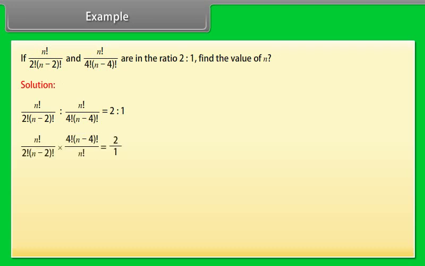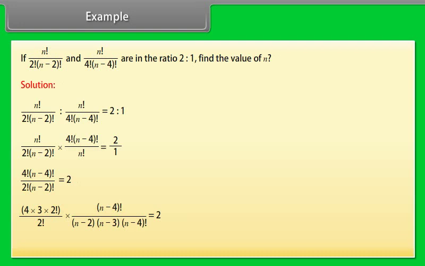It implies n factorial by 2 factorial into n minus 2 factorial multiplied by 4 factorial into n minus 4 factorial by n factorial is equal to 2/1. So 4 factorial into n minus 4 factorial by 2 factorial into n minus 2 factorial is equal to 2.